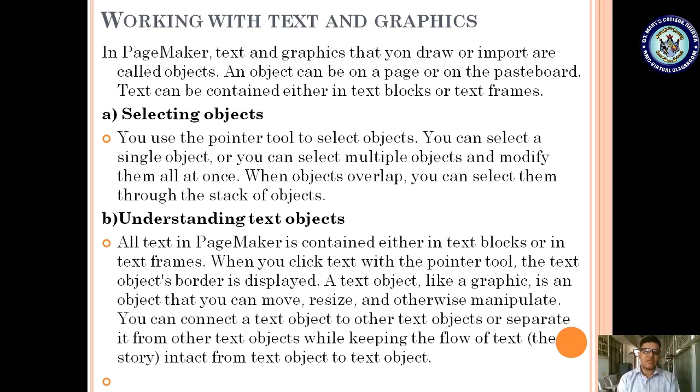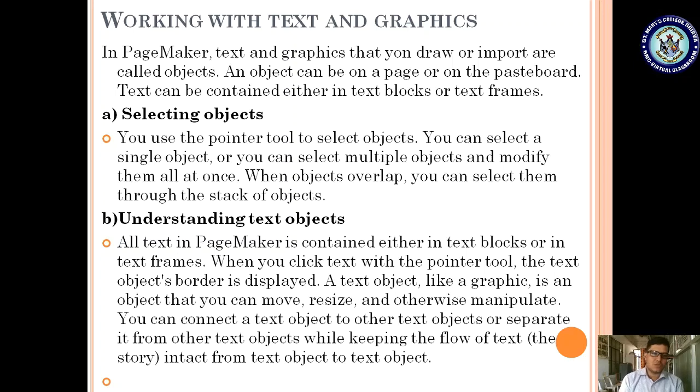You can select a single object or select multiple objects and modify them all at once. So selection of a single object and multiple objects is possible, and you can modify them all at once. When objects overlap, you can select them through the stack of objects. Whenever you select multiple objects and they overlap, you have to select them by the stack of objects. According to the stack, you select your appropriate object. Let us see the next point.